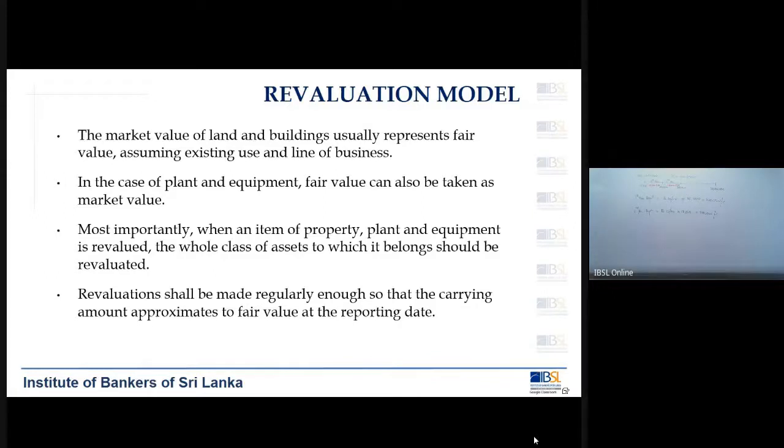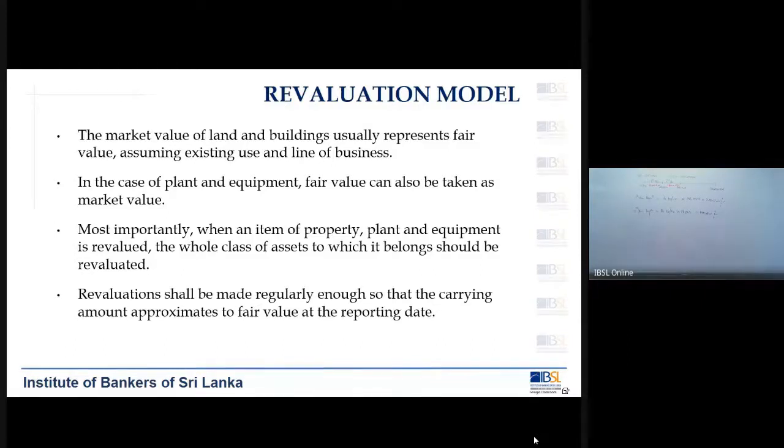But other assets, if you look at the computer, furniture, machinery, those are more or less the same. They go up and down only after a long period. So when it comes to the building, yes, the fair value is highly volatile. But when it comes to other assets, it is not the case. Most importantly, when an item of property, plant and equipment is revalued, the whole class of assets to which it belongs should be revalued.